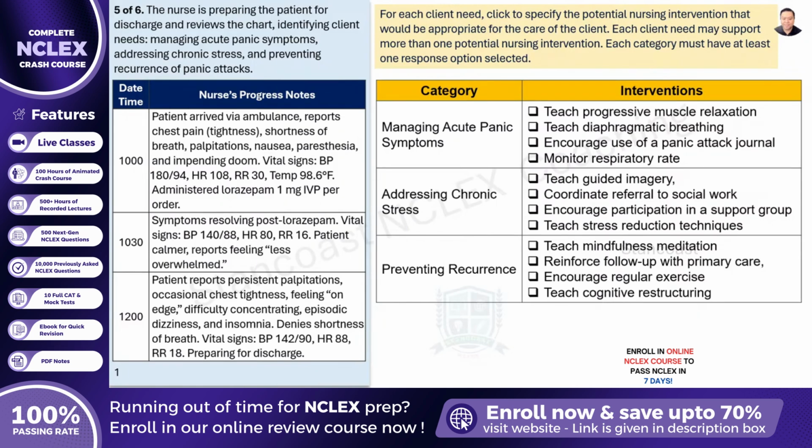When you're ready, let's resume answering this test item. Now, for the first category, managing acute panic symptoms, what do you think would be the best interventions here? Well, one of those is to teach progressive muscle relaxation.